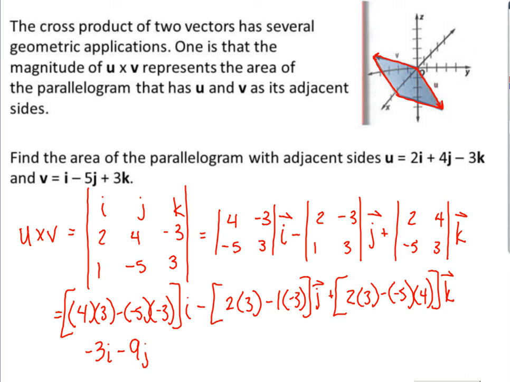2 times 3 is 6. Negative 5 times 4 is 20, but it's a minus, so 6 minus negative 20 is going to give us, let's change that for a second because I wrote down this vector wrong.